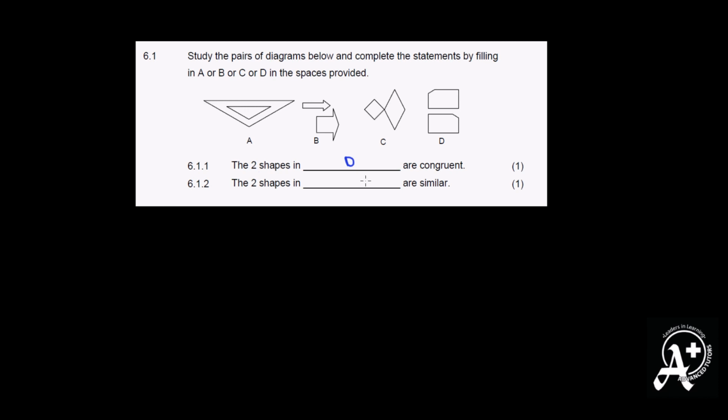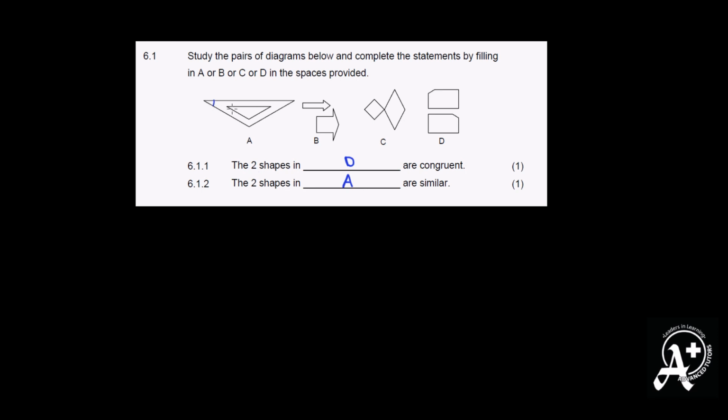In 6.1.2, they ask us the two shapes in what are similar. So when shapes are similar, it means their angles are completely alike, but the shapes are not the same size. So in this case, I would say that it's A, because we can see that both these triangles, the angles of them are completely the same. The lengths of the sides are just not the same.